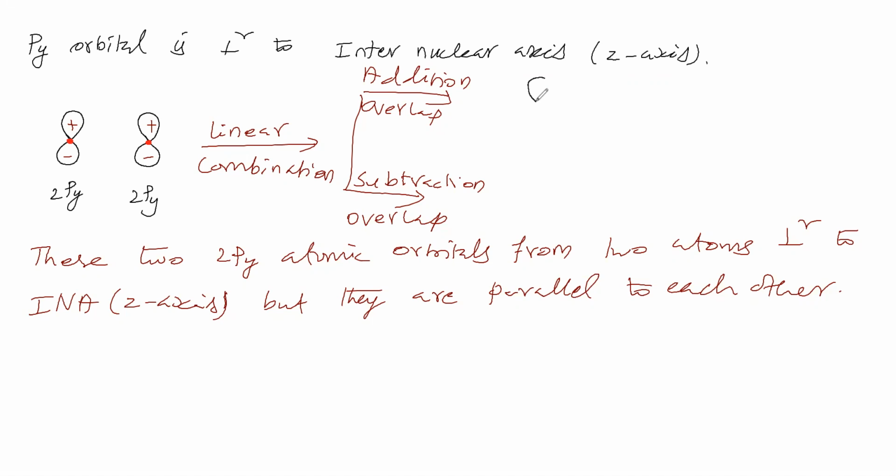Okay, this is one p orbital. Next, it is another p orbital. They will go for lateral overlapping. Now two p orbitals are undergoing addition overlap. In the same way, these two 2py orbitals are undergoing subtraction overlap. This is one p orbital, this is another p orbital, so the p orbitals are undergoing subtraction overlap here.